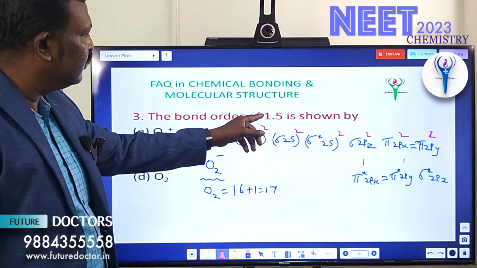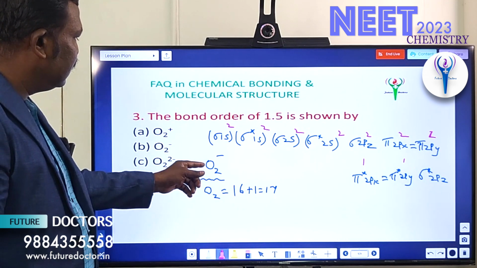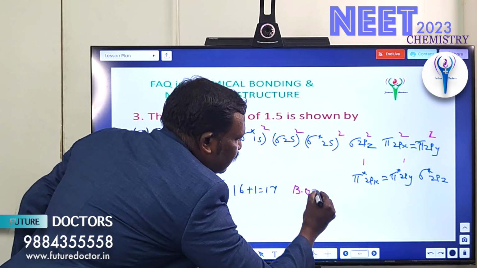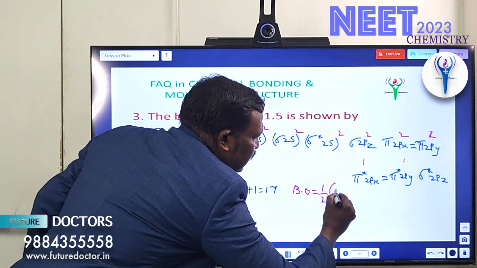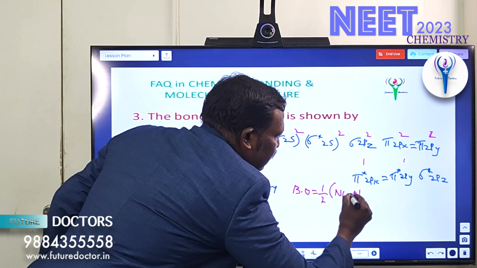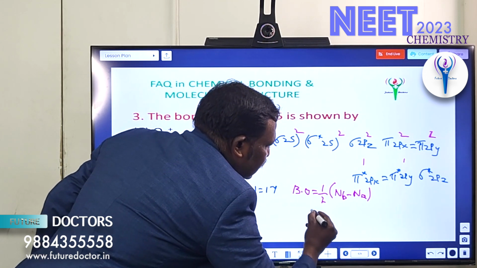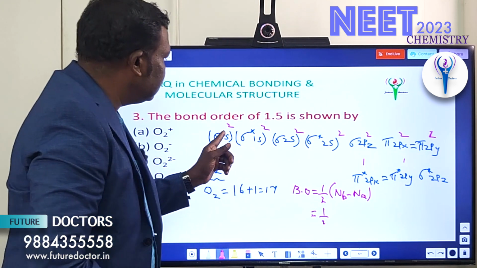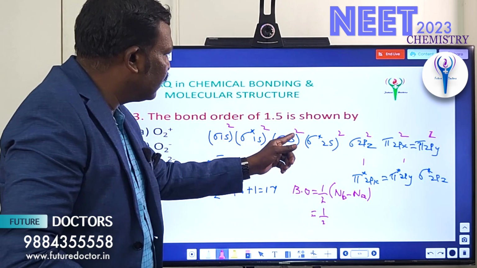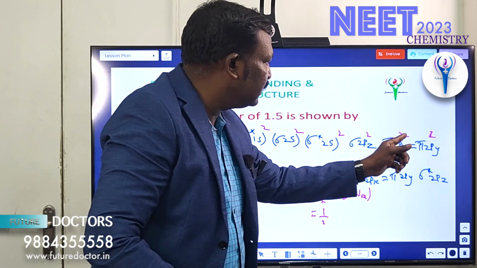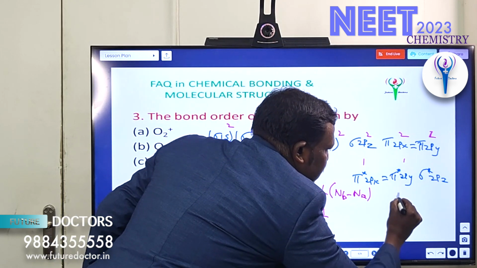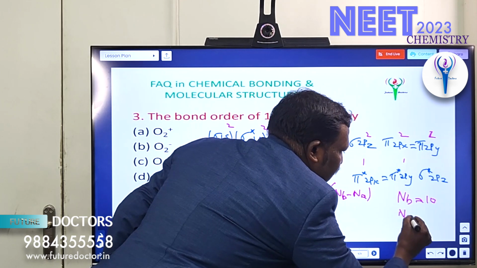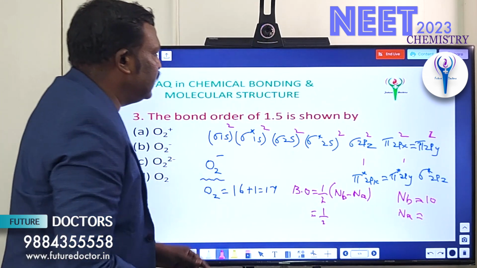The bond order of 1.5. We have to get 1.5. So what's the formula? Bond order is equal to 1 by 2 times NB minus NA. This is the formula. NB means no star symbol: 2, 4, 6, 8, 10. So NB is 10. What is NA? If you have any star symbol, that one we should count up.